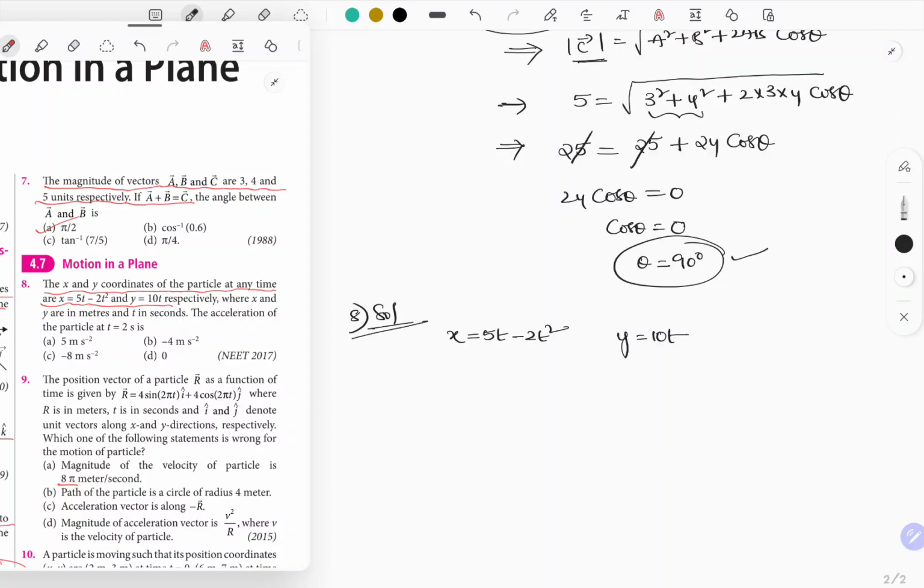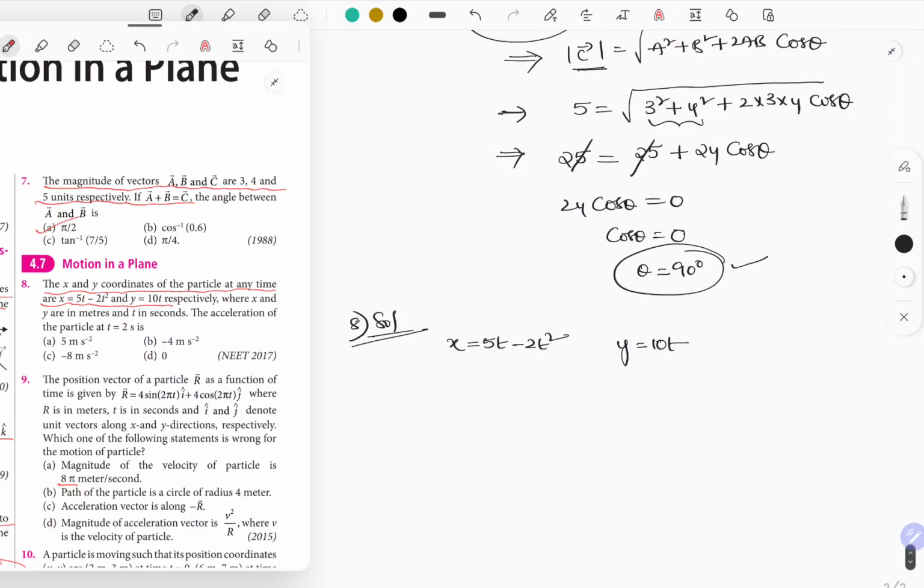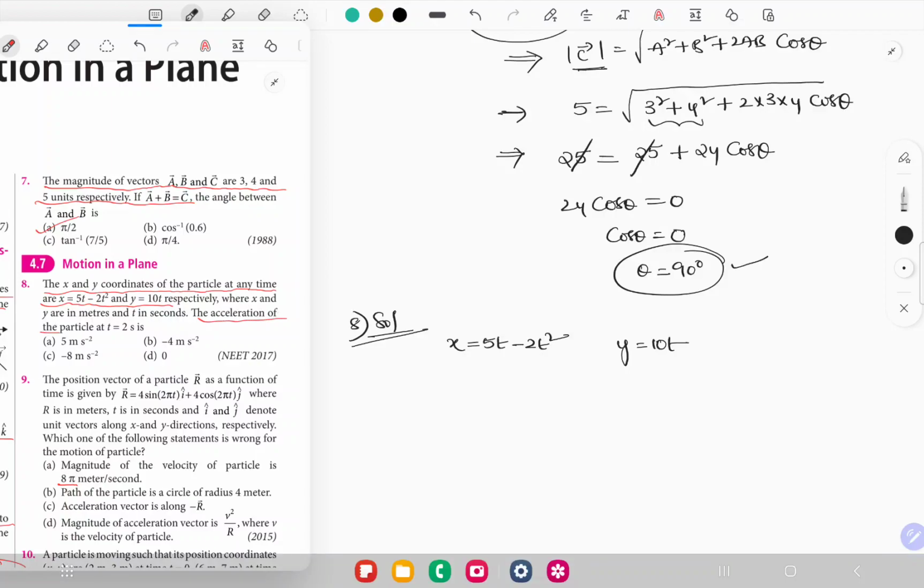So if they have given only position along x-axis, that means it is a straight line, motion in a straight line. Object is moving only in one direction. But when it comes to the second part, that is y is equal to 10t also, that means object position is varying in y direction also. It means it's a motion of the object in a plane. Okay, super. Next, what they are asking, where x and y are in meter, then they are asking acceleration of particle at t is equal to 2 seconds. Super.